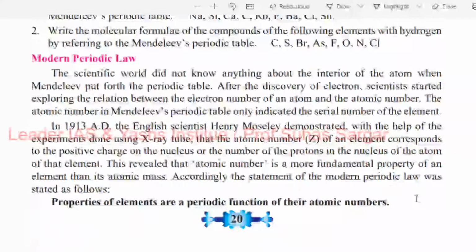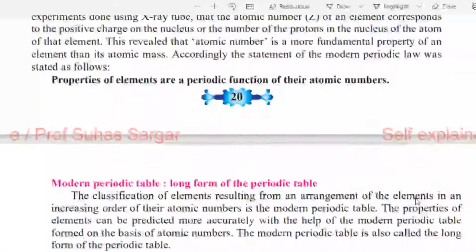Z of an element corresponds to the positive charge on the nucleus, or the number of protons in the nucleus of the atom of that element. This reveals that the atomic number is a more fundamental property of an element than its atomic mass. Accordingly, the modern periodic law was stated as follows. Periodic properties of elements are a periodic function of their atomic numbers. I repeat, properties of elements are a periodic function of their atomic numbers.